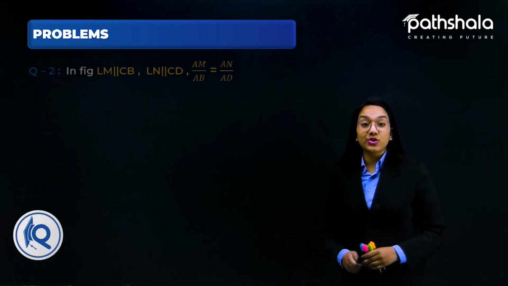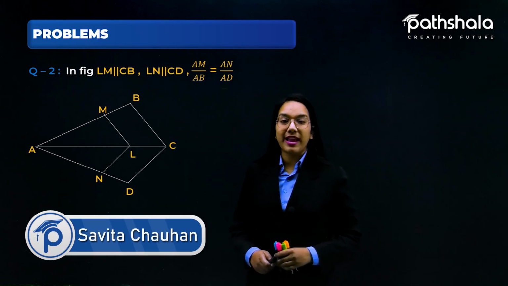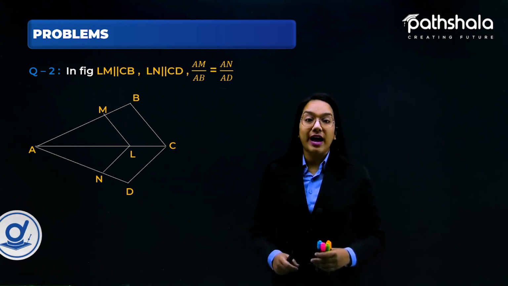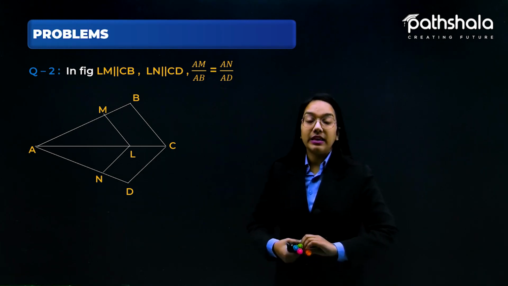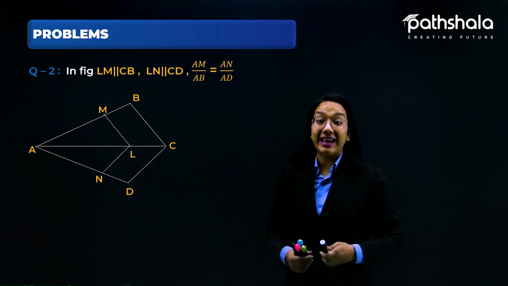Now let's just see the next question. Question number 2, which says that in the figure LM is parallel to CB, LN is parallel to CD. So we have to prove that AM by AB is equal to AN by AD.